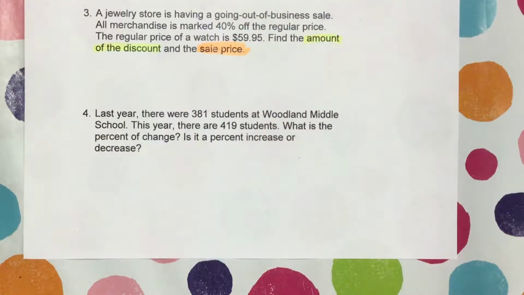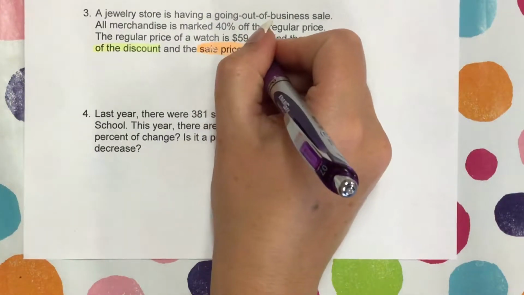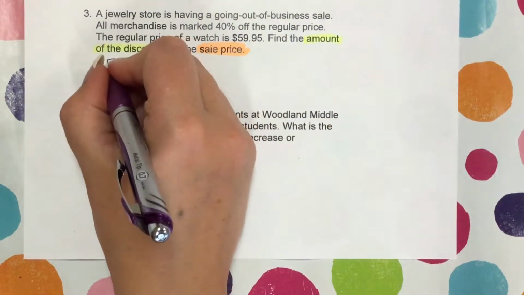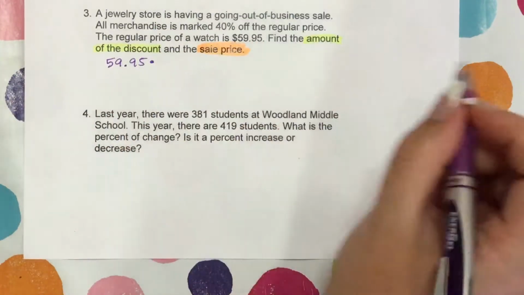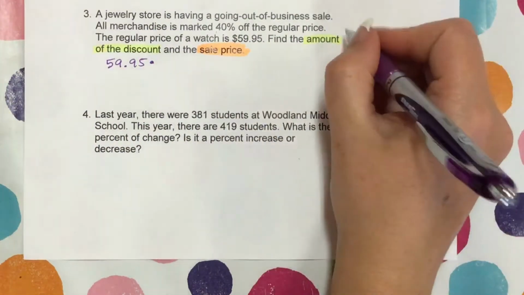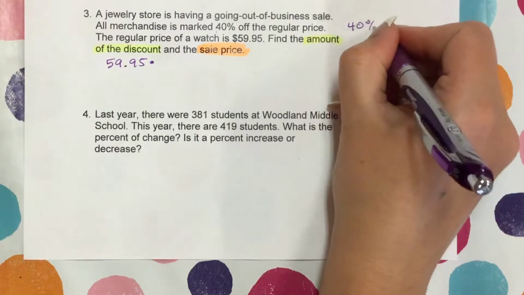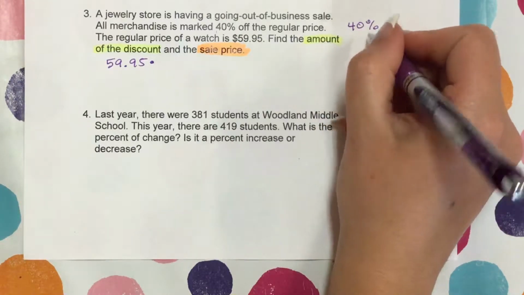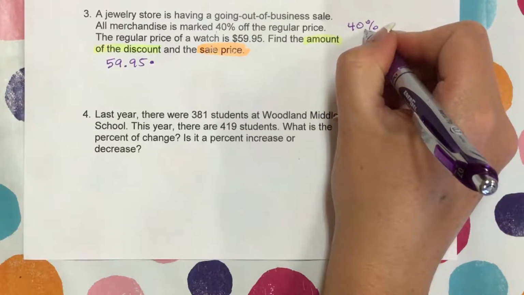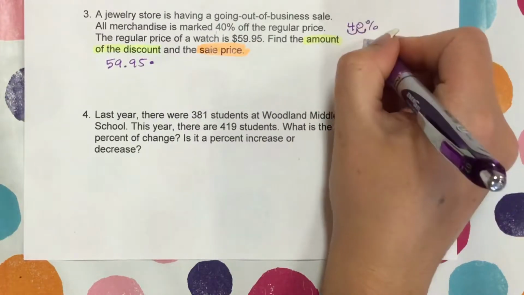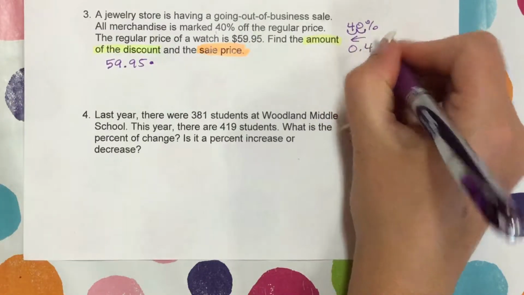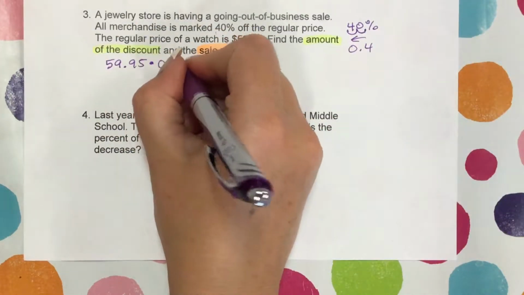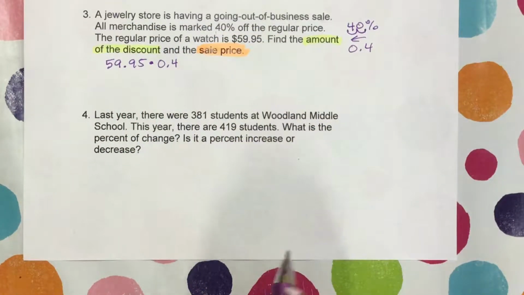So to find the amount of the discount, what we do is we take the total, the regular price, which was $59.95, and we multiply that by 40% in the form of a decimal. So to change 40% to a decimal, we move it over 2 places to the left. And so that means we end up with 0.4. So we're going to multiply it by 0.4. So I'm just going to go ahead and do that on the side.